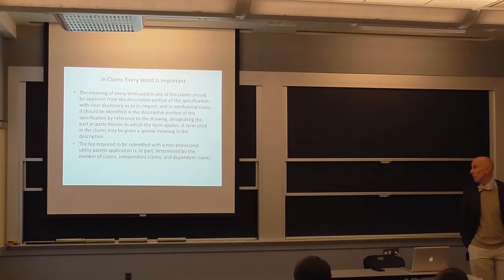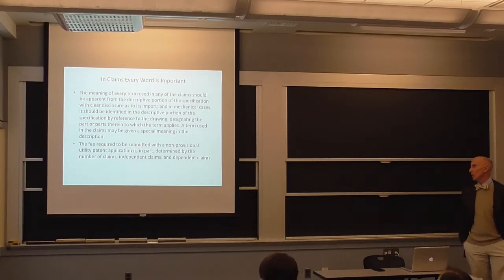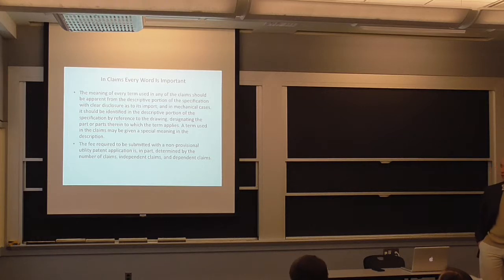The meaning of every term in a claim section is important, and I'll explain why this is in a moment. The meaning should be apparent from the descriptive portion of the specification with clear disclosure as to its import, and in mechanical cases, it should be identified in the descriptive portion of the specification by reference to the drawing, designating the part or parts therein to which the term applies. A term used in the claims may be given a special meaning in the description.